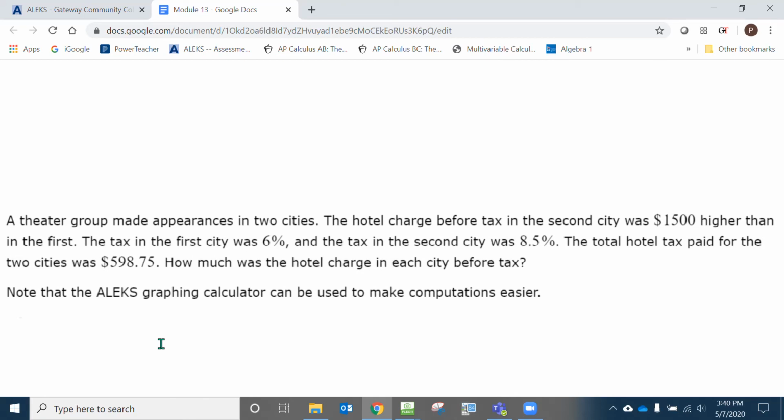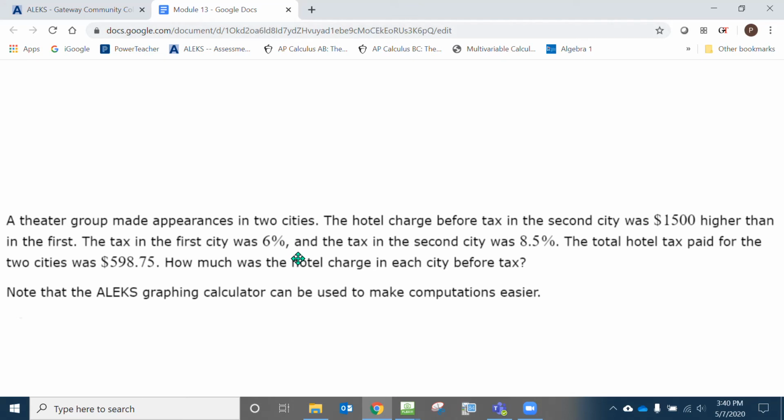Okay, so this problem is a tax problem, number 3. Same setup. If you want, you can pause it and try it. A theater group made an appearance in 2 cities. The hotel charge before tax in the second city was $1,500 higher than in the first. The tax of the first city was 6%, and the tax of the second was 8.5%. The hotel tax paid for the 2 cities was $598.75. How much was the hotel charge in each city?